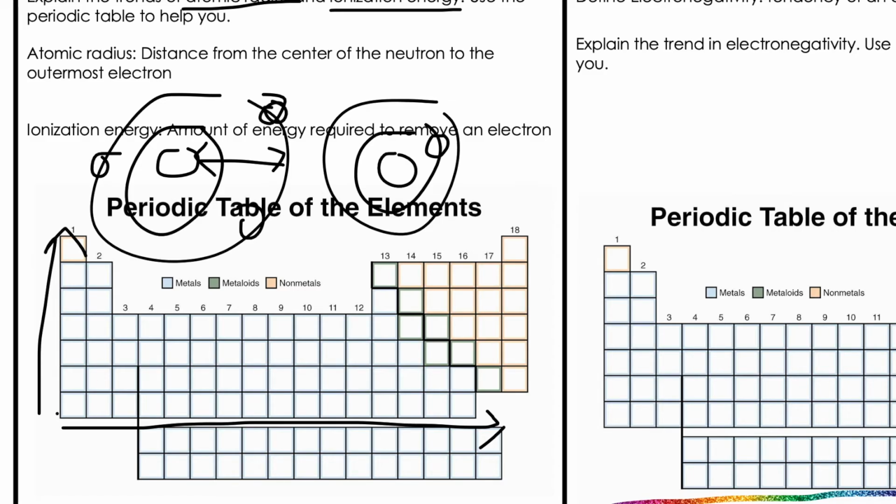And it increases as you go from left to right. Well, because there are more electrons in the outermost shell, there will be a stronger attraction between the nucleus and the outer shell. So they would want to keep that electron more, therefore increasing the ionization energy.